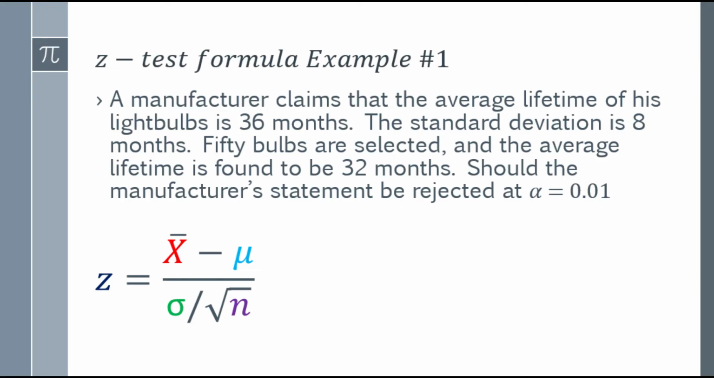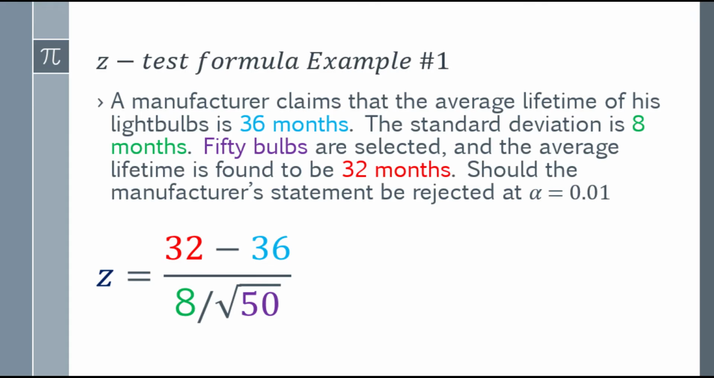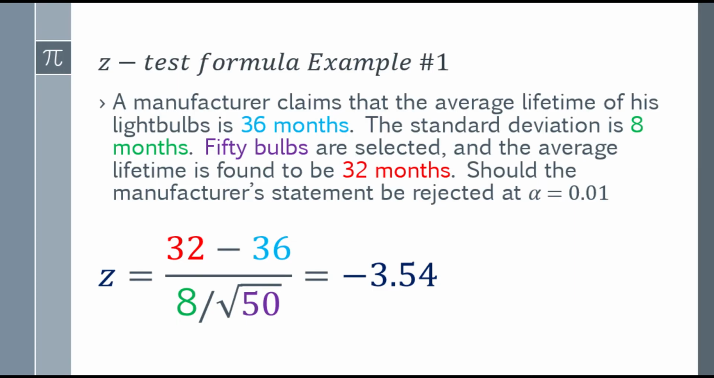So first step, lagyan natin yung formula. Second step is we substitute it. So ang sample mean natin, that will be 32. At ang hypothesized mean, that will be 36. So, color-coded naman tayo. At ang population deviation natin, that will be 8. At yung nasa loob ng square root, that will be 50. Simplifying it, we will have an answer of negative 3.54.